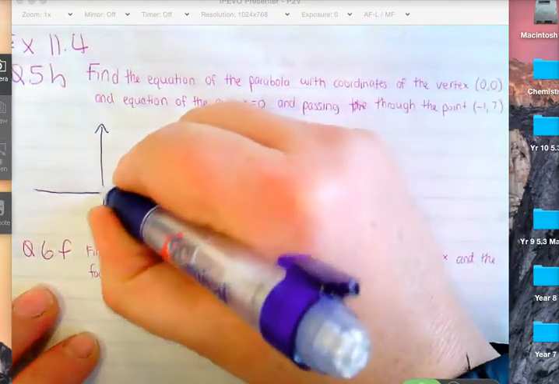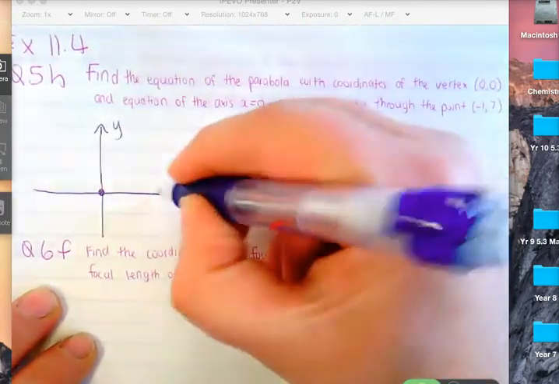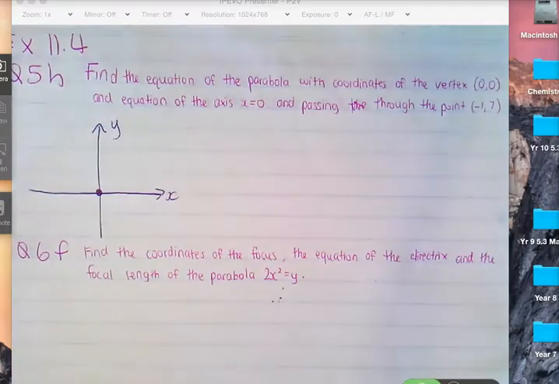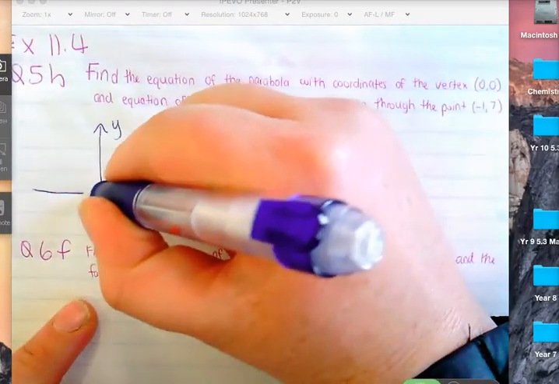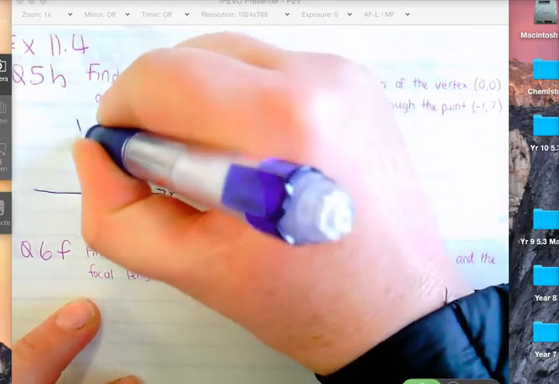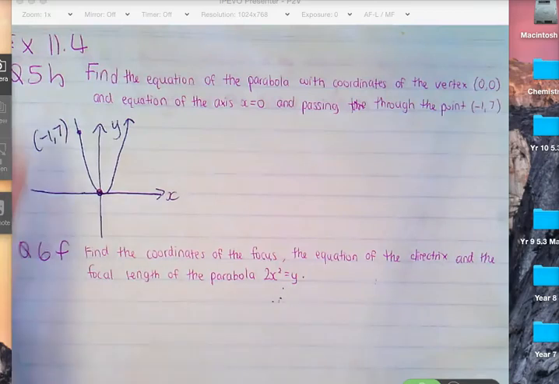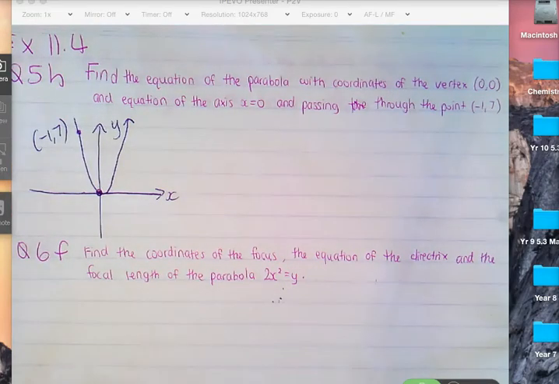Now we know the vertex is 0, 0. The axis of symmetry is the y-axis, which happens to be x equals 0, and it passes through the point -1, 7. So the parabola passes through some point up here, which is -1, 7. Now, girls, when a point lies on a parabola, you can substitute the point into the parabola. Just like when a point lies on a line, you can substitute the point into the line.